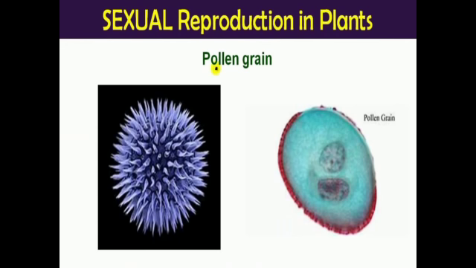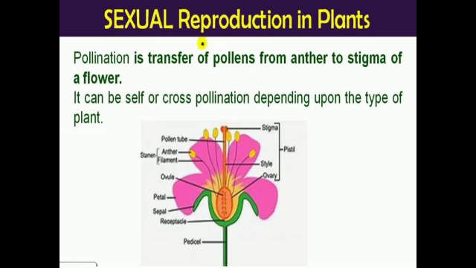As you can see, this is the microscopic view of a pollen grain. How does it look? You can see over here, these are how the pollen grains look. Small dot-like structures are there. Then here, as I told you, the process of sexual reproduction in plants, how they undergo reproduction, is discussed in this presentation.